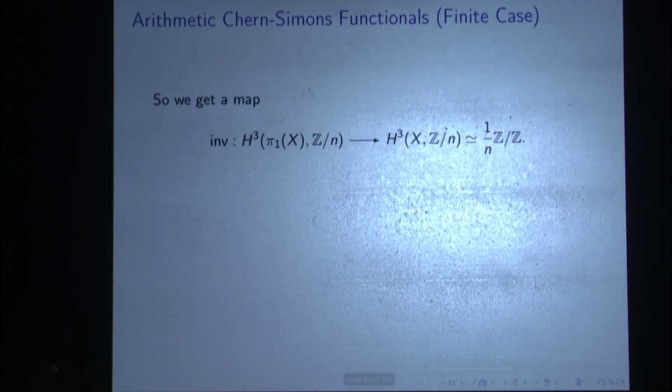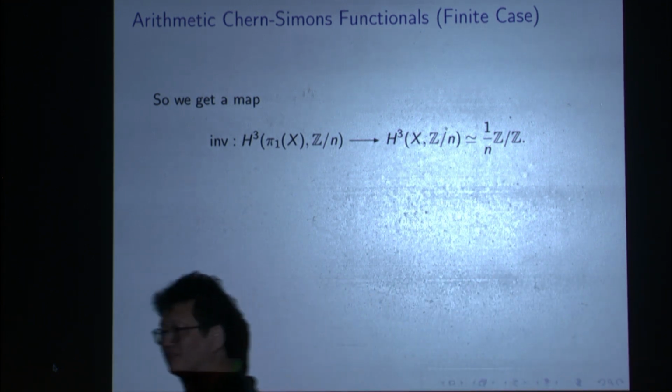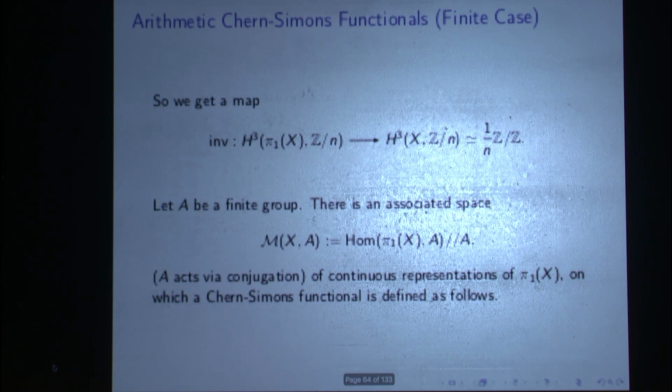Now I'll define the Chern-Simons functional, using the fact that I mentioned earlier, that group cohomology of pi_1 maps to that H3 in étale cohomology. And we said that is canonically (1/n)Z mod Z. That's also Z mod n, but because it's inside Q mod Z, it's convenient to write it in this way.